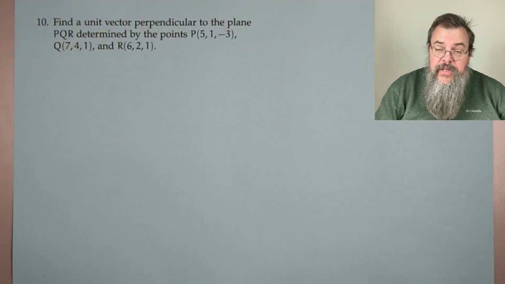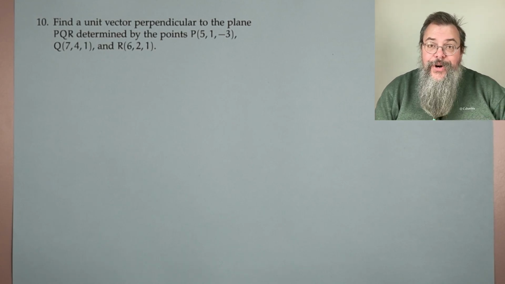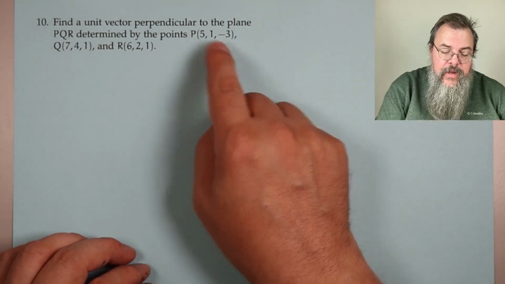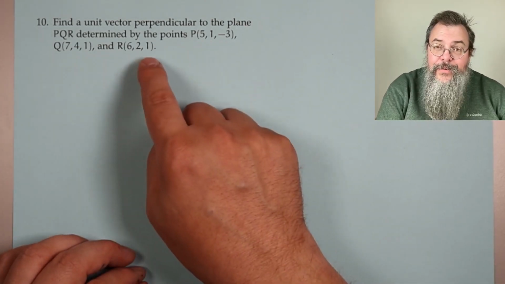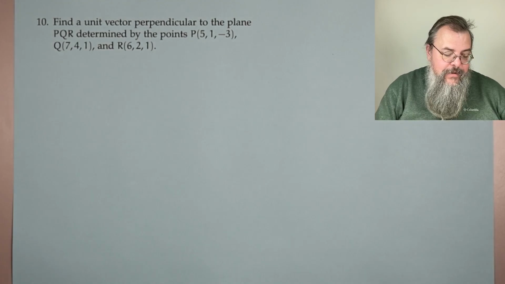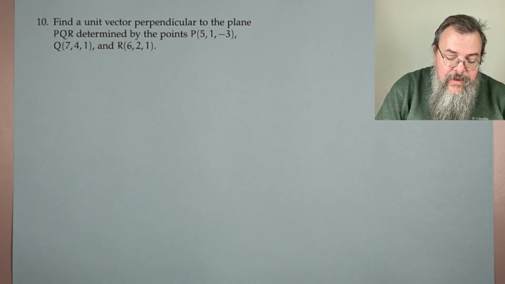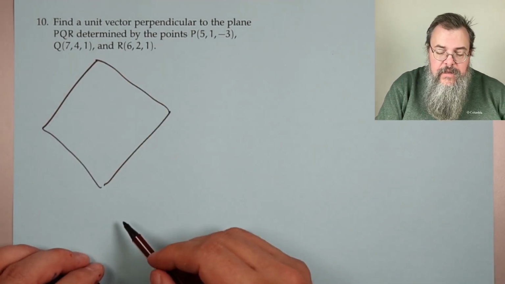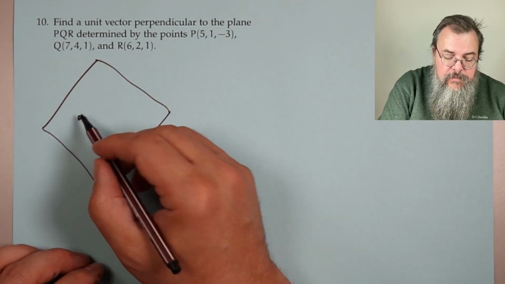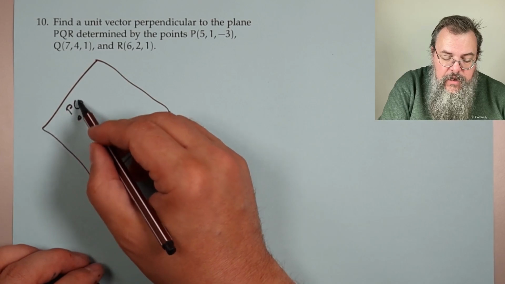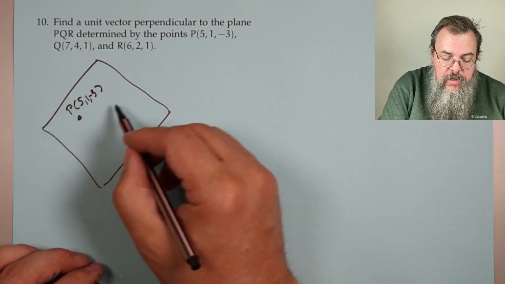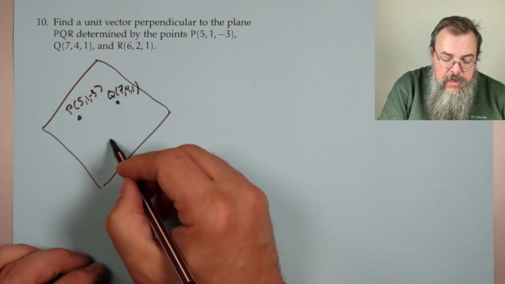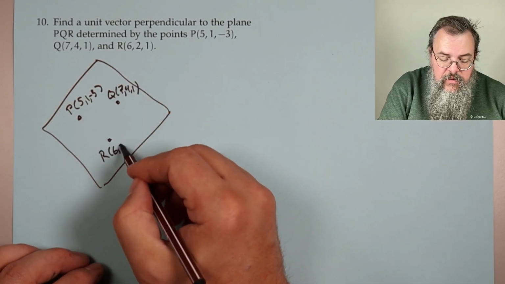Find a unit vector perpendicular to the plane PQR, determined by the points 5, 1, negative 3, 7, 4, 1, 6, 2, 1. Okay, so let's see what we have here. So we have a plane. So let's draw our plane. All right, so let's imagine this is our plane. And we have some points P, 5, 1, negative 3, Q, 7, 4, 1, and R, 6, 2, 1.